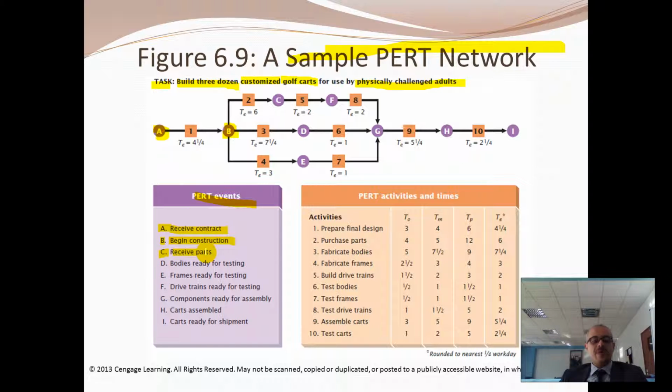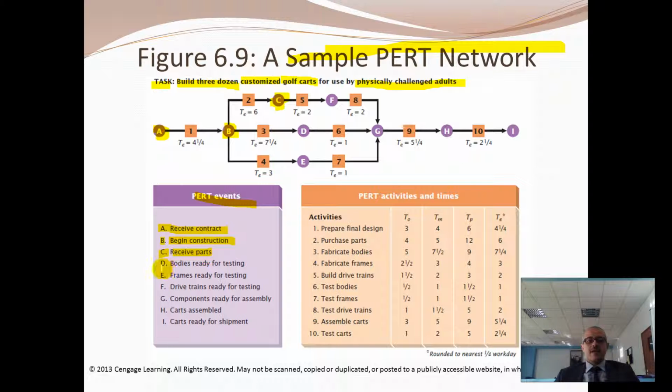C, receive parts. So here, we will receive parts. What part? Parts, the components. So we will make the cart. We need the components. Maybe we need the wheels, and we need the body. This is assembly of carts. Yes, we want to assemble the cart.